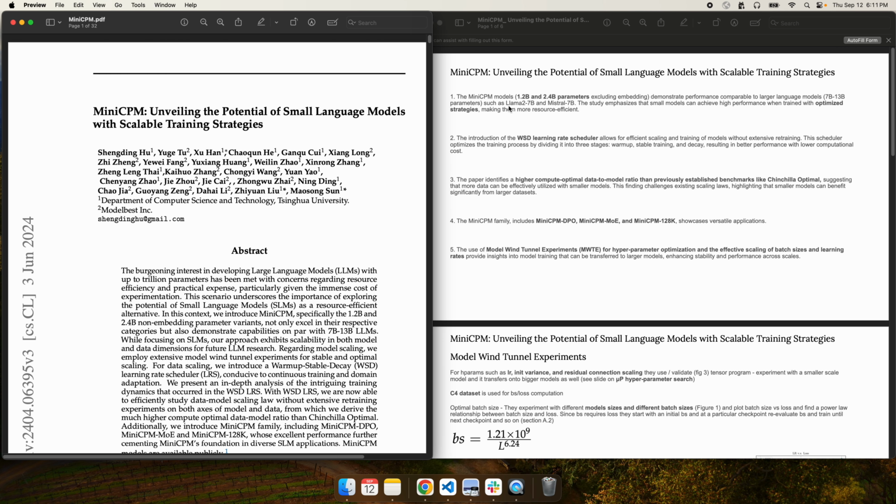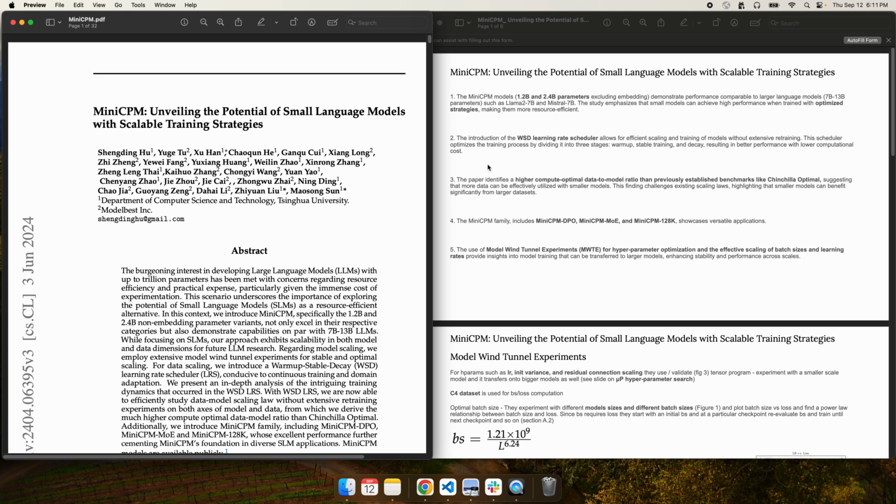Hi everyone, today we'll look at the paper MiniCPM: Unveiling the Potential of Small Language Models with Scalable Training Strategies. This paper basically introduces two different pre-trained models, one with 1.2 billion parameters and the other with 2.4 billion parameters. They describe a bunch of different training strategies which make these small language models more efficient and achieve a performance comparable with larger models with 7 and 13 billion parameters.